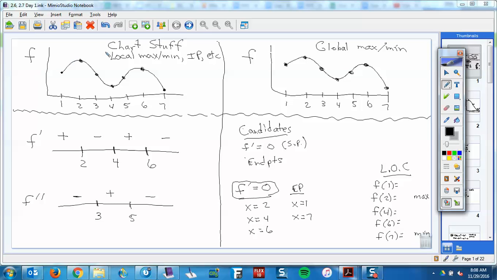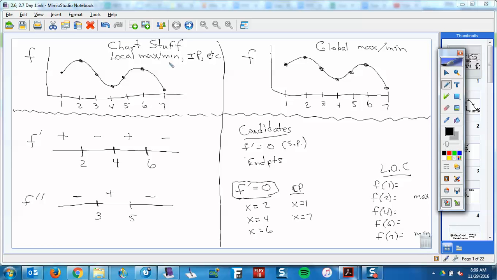But I put this together just to, again, see the difference between local max min and global max min, and what I call chart stuff. Local max min, inflection point, which I've thrown on here as well, etc. All that concavity, increasing, decreasing, all that stuff we do with the number line. Whereas a global max min is a little different kind of question, but they're closely related in what you do. In both of them, you start with doing the derivative and set it equal to 0.